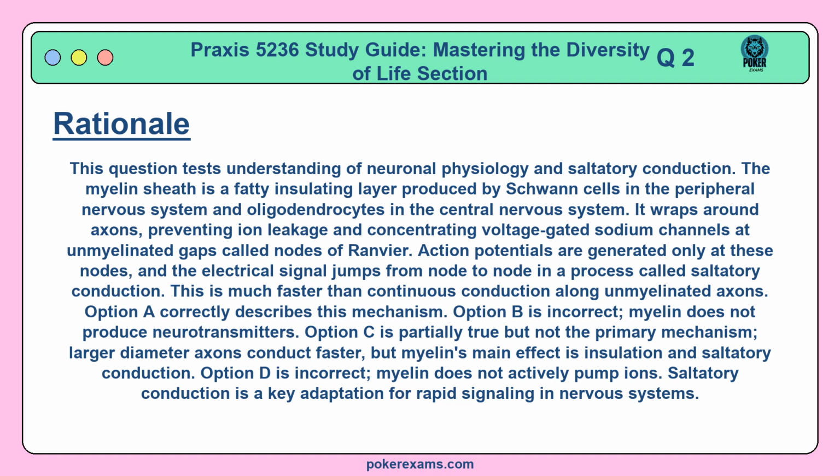nodes of Ranvier. Action potentials are generated only at these nodes, and the electrical signal jumps from node to node in a process called saltatory conduction. This is much faster than continuous conduction along unmyelinated axons. Option A correctly describes this mechanism.